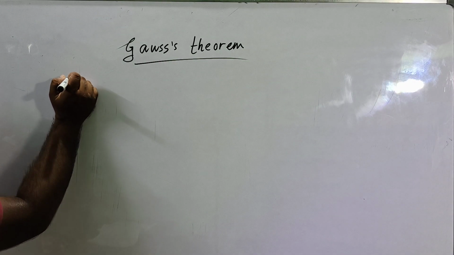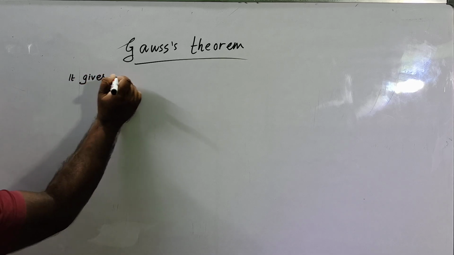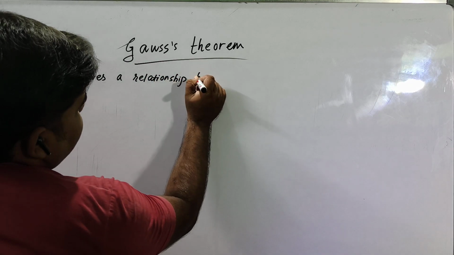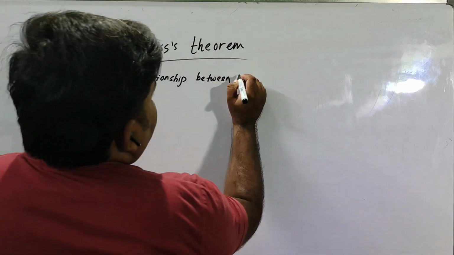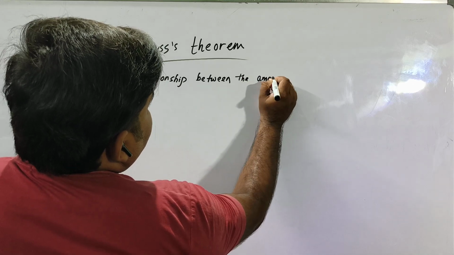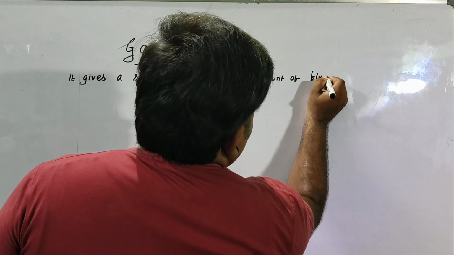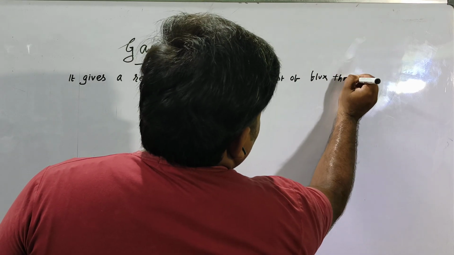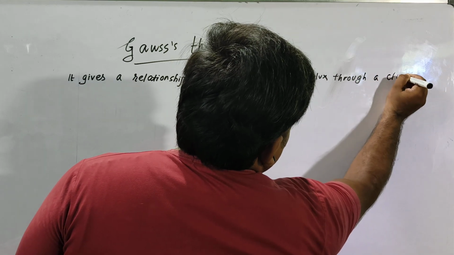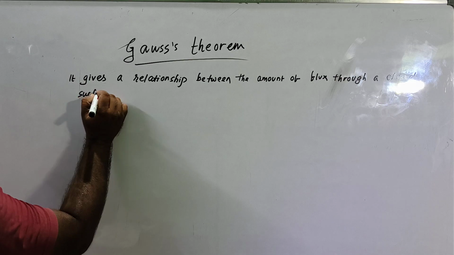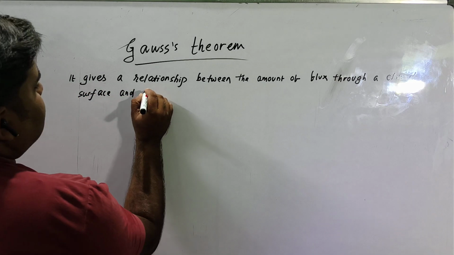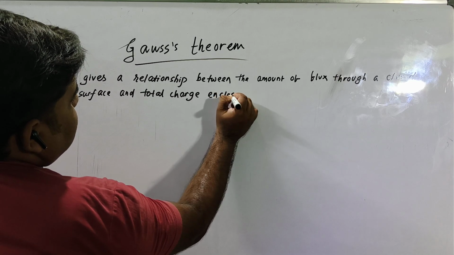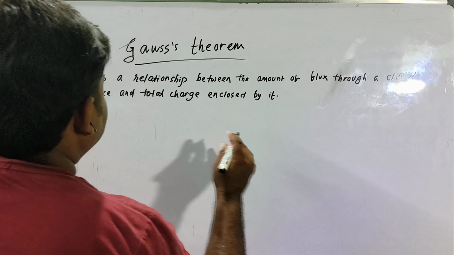So write it down here. It gives a relation between the amount of flux through a closed surface and total charge enclosed by it. So this is the statement.